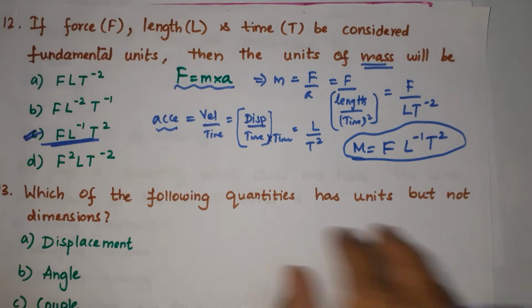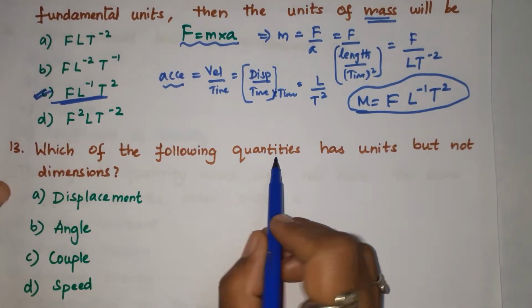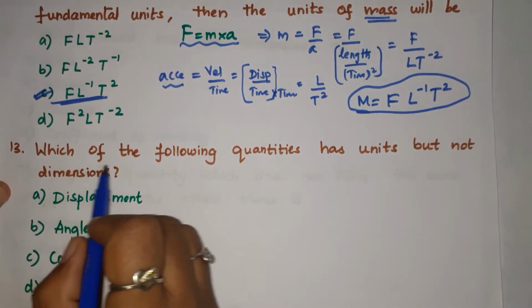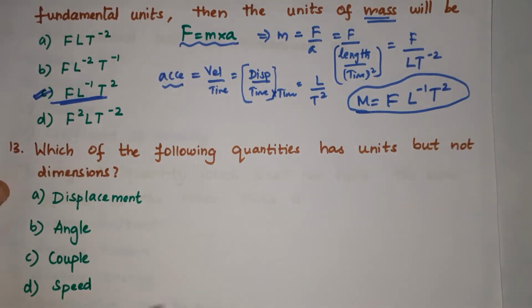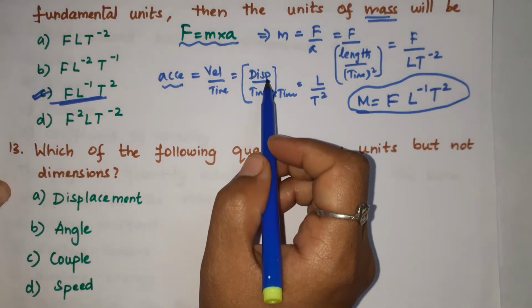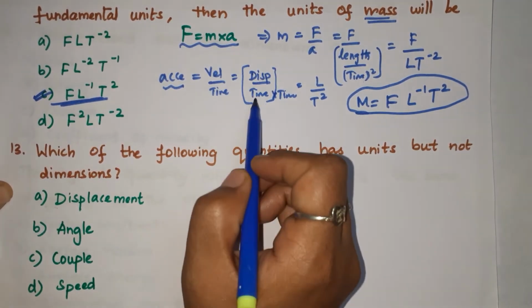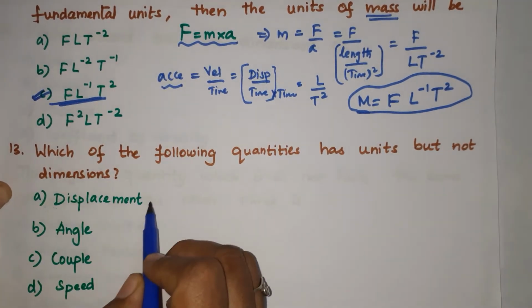Yes. 13th question. What is the 13th question? Which of the following quantities has units but not dimensions? Please check it. Displacement. Displacement is nothing but, we are taking velocity, that is acceleration. Velocity equals displacement by time, which we took in the last question. So some dimensions would be there for this.